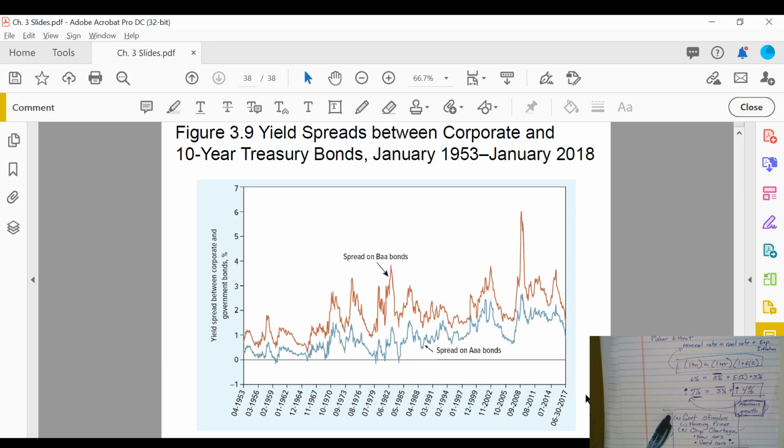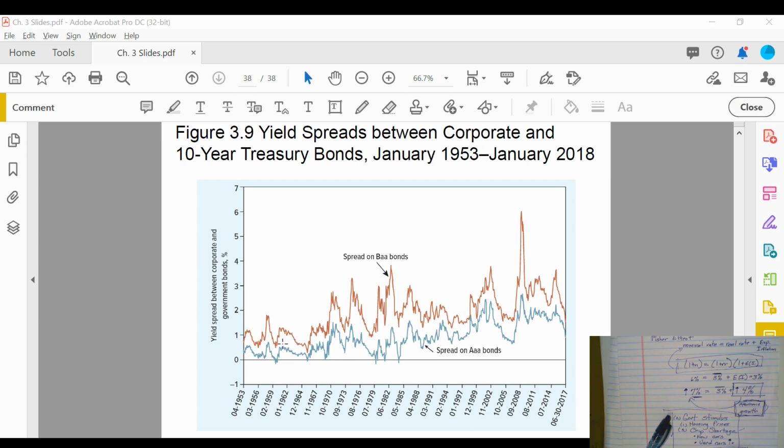Let's see what else. It just goes through the different bond rates. Oh, here we go. This is good. So this last graph is meant to show you the difference between corporate bonds and the Treasury. The blue line is the spread between the 10-year corporate top-rated bonds. The red line is the spread between B-rated bonds, subtracting out its yield from the Treasury yield.